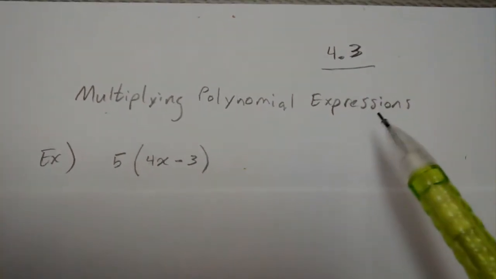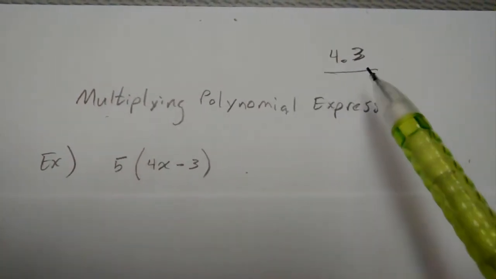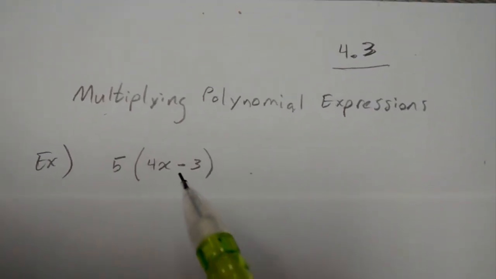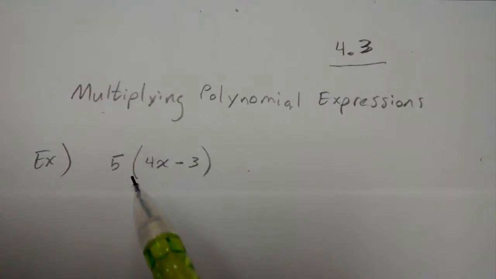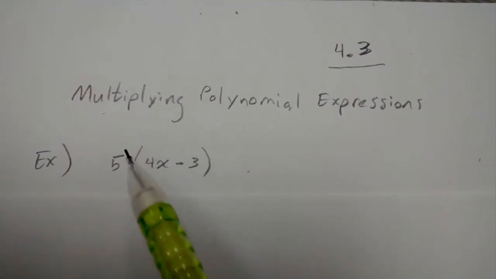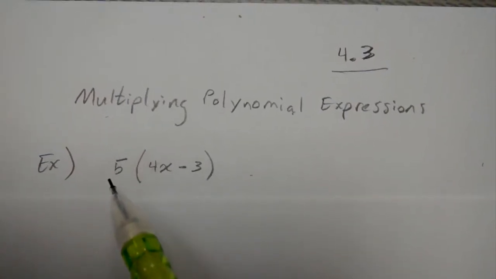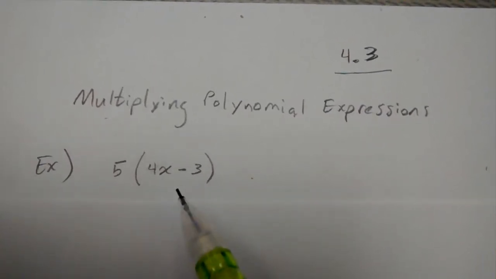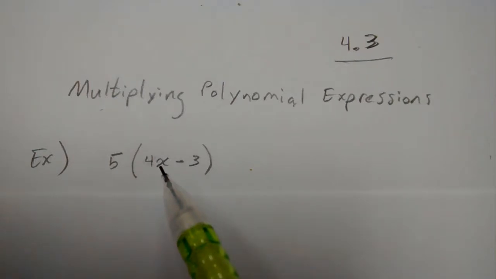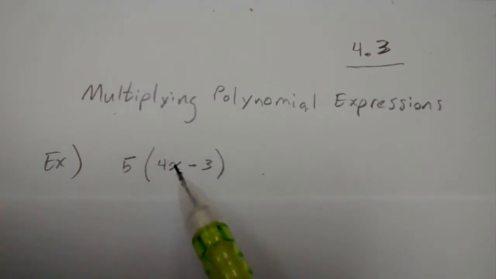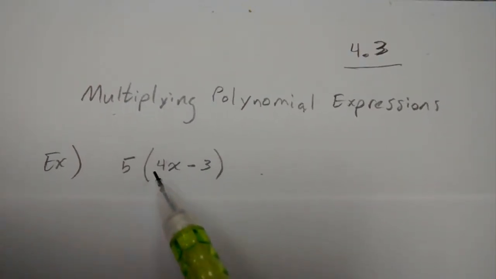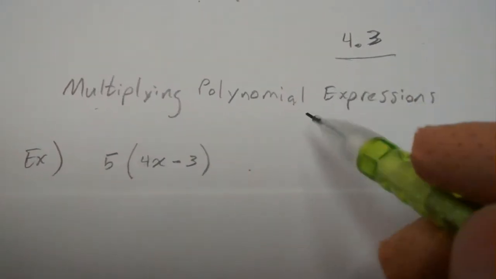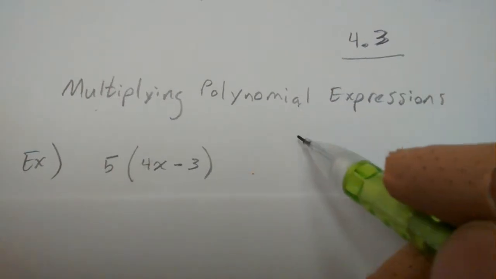Multiplying polynomial expressions is the name of the game here in 4.3, and it does require some introduction. I just want to show you a simple example of something you've seen before. This single-termed expression of 5, called a monomial, multiplied with this two-termed expression, called a binomial. You recall the distributive property that says if you multiply something like this with a two-term guy, you could use the distributive property. Let me just back up before then.